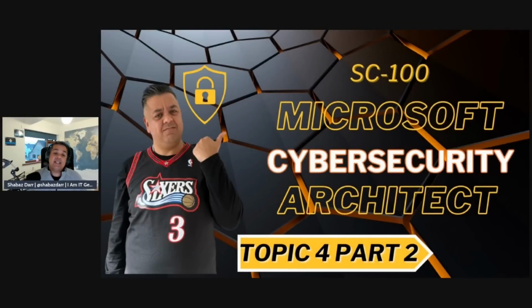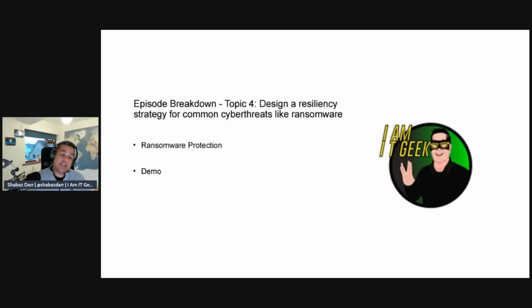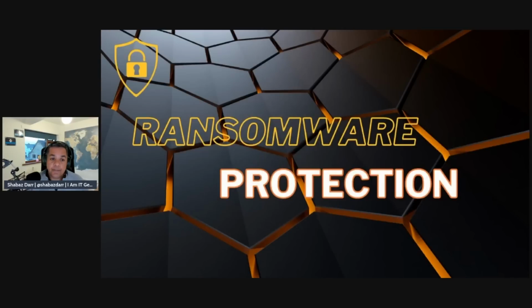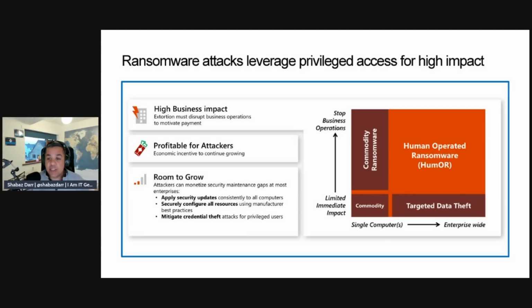So this is the SC-100 Microsoft Cybersecurity Architect. We're on topic 4, part 2 today. As we mentioned last episode, topic 4 is design a resiliency strategy for common cyber threats like ransomware. In part 2, we're going to talk about ransomware protection and then jump into a demo. Let's talk about ransomware protection to start with.